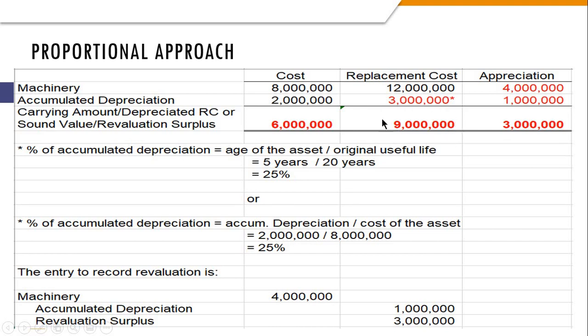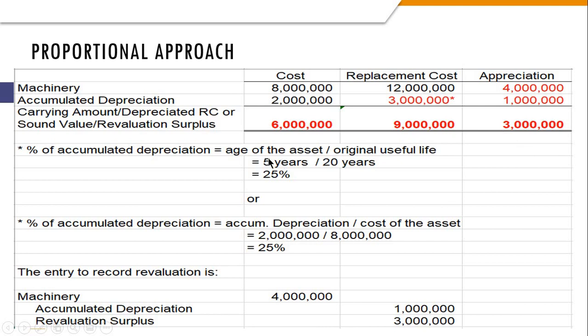Okay, so ito na yung revalued amount ng machinery. The difference, okay, ito yung increment, no, revaluation increment, or kumbaga the excess of the replacement cost over the historical cost. Ito namang 1 million, that is the accumulated depreciation appreciation. Ayan. So, appreciation minus accumulated depreciation and appreciation, meron tayong net appreciation or the revaluation surplus na 3 million.